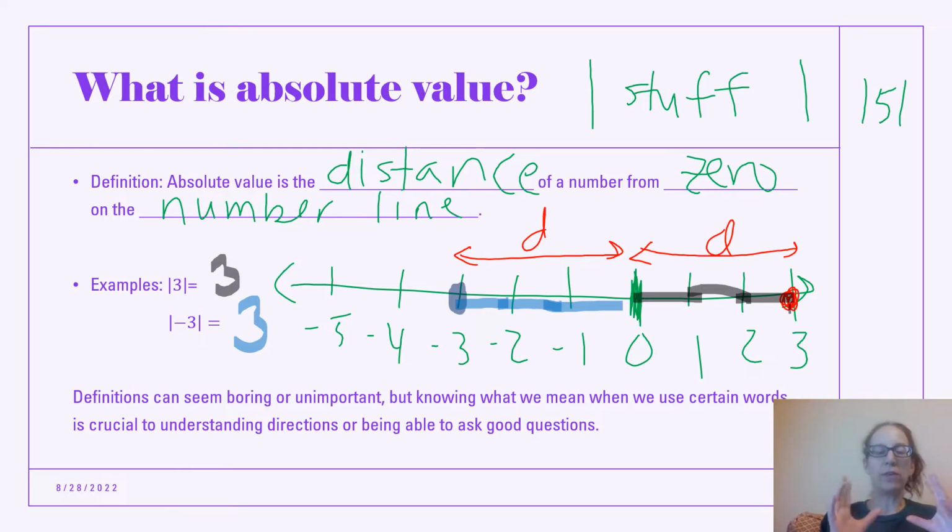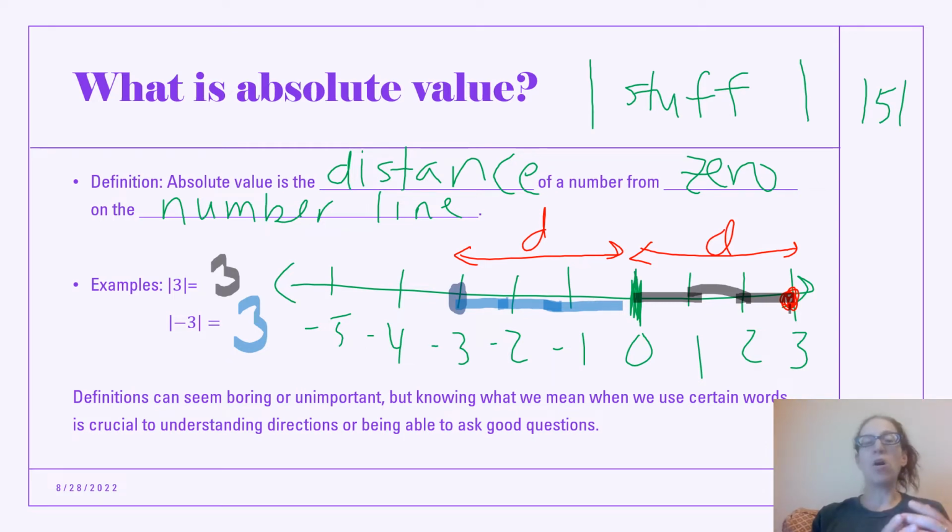Now, I have a little aside down at the bottom of the screen there. Definitions can seem boring or unimportant. It's very easy for us to gloss over definitions. We just don't want to deal with them. But knowing what we mean when we use certain words is crucial to understanding directions or being able to ask good questions. So it's important when something says solve the absolute value or find the absolute value of whatever, that you know what that means, because that is empowering.